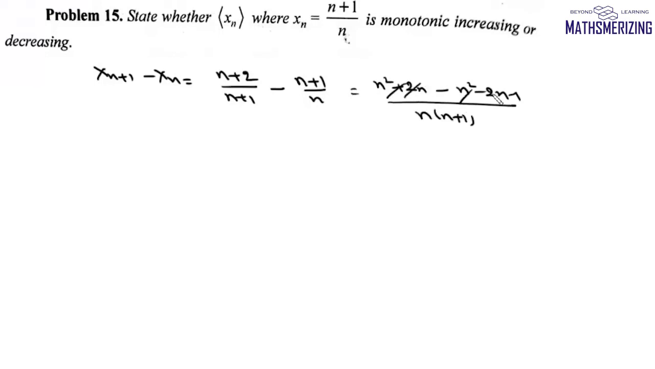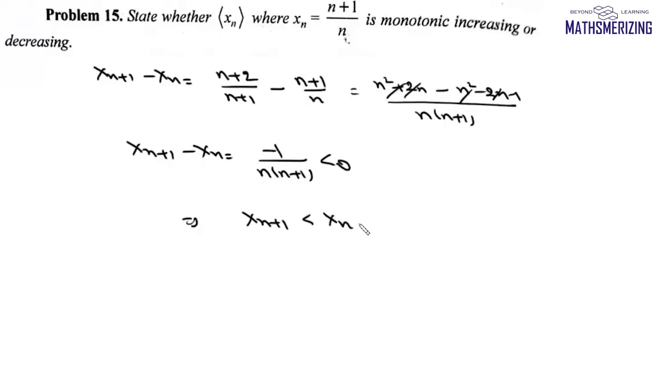Now here n square and 2n will cancel. So we'll get xn plus 1 minus xn equal to minus 1 upon n into n plus 1, which is less than 0. So from here we can say xn plus 1 is always less than xn. That means the sequence is monotonic decreasing.